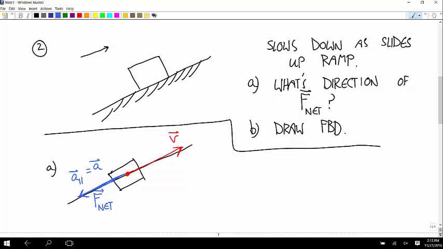Okay, so now I'm going to draw a free body diagram of this. Yeah, I'll just call it mg, but yes, to do a calculation, you would have to. Okay, so the free body diagram.